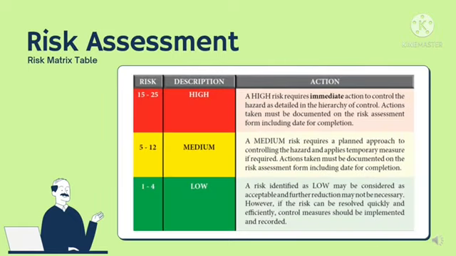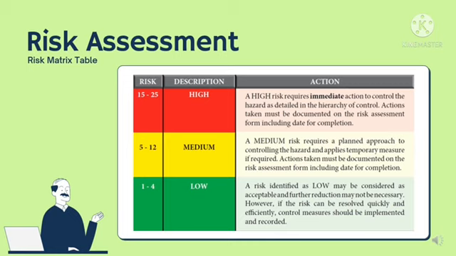If the risk is between 15 to 25, it means that the risk is high. A high risk requires immediate action to control the hazard as detailed in the hierarchy of control. Action taken must be documented on the risk assessment form, including date for completion.